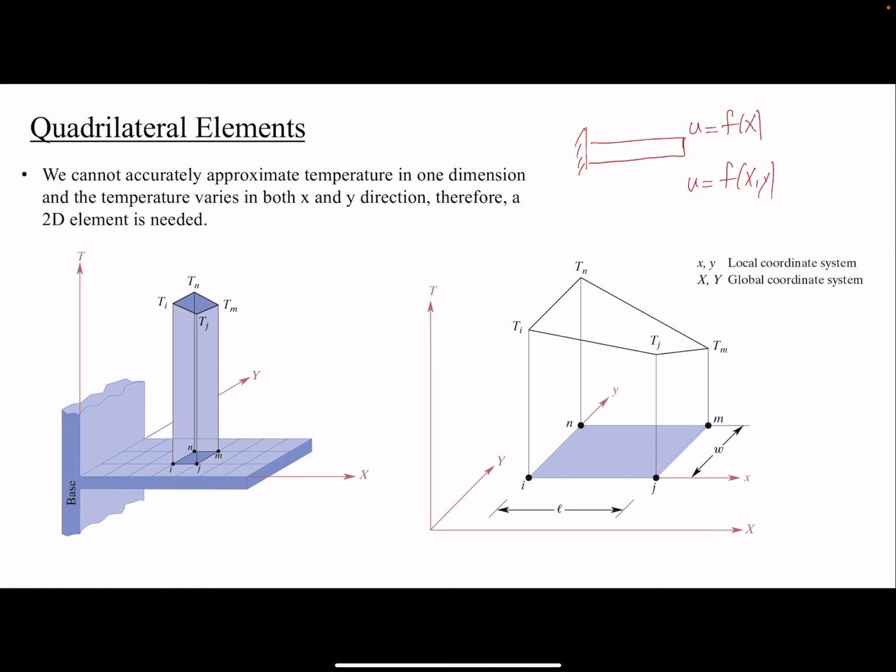In this example, I'm showing you a quadrilateral element with the nodal variable of temperature. So here the temperature is a function of x and y. The temperature changes as we move in x direction as well as y direction. We can define local coordinates, and also global coordinates.